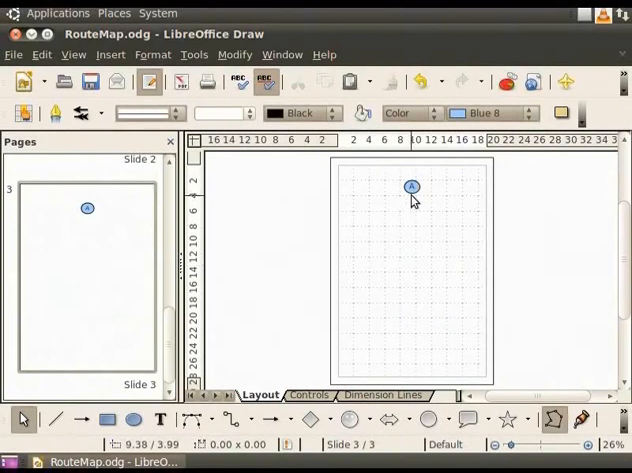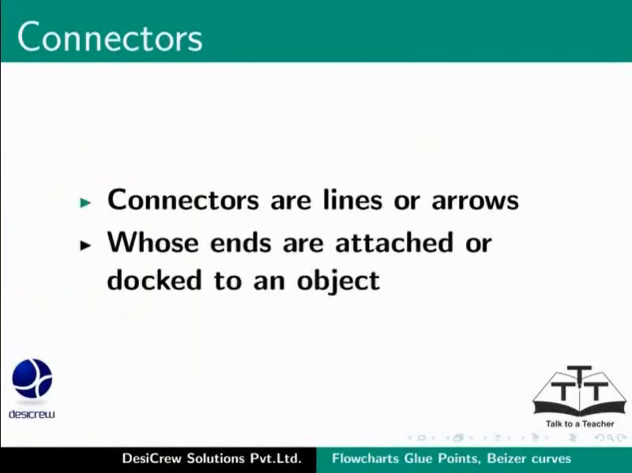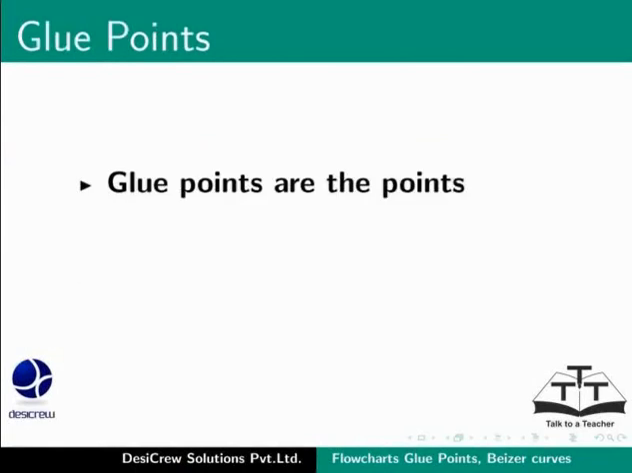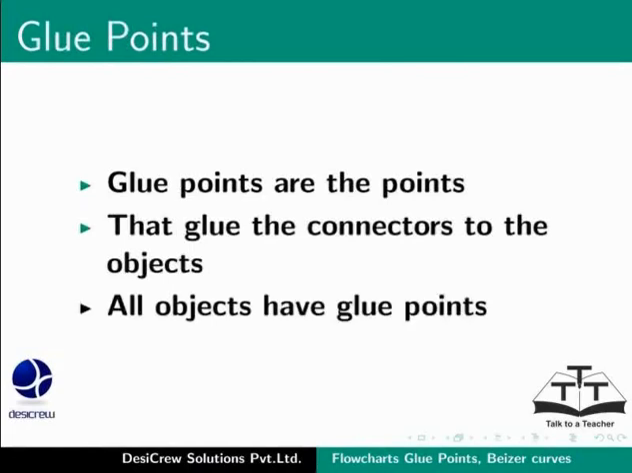Before we connect the objects, let us learn about connector lines and glue points in Draw. Connectors are lines or arrows whose ends are attached or docked to an object. Glue points, as the name indicates, are the points that glue the connectors to the objects. All the objects have glue points.